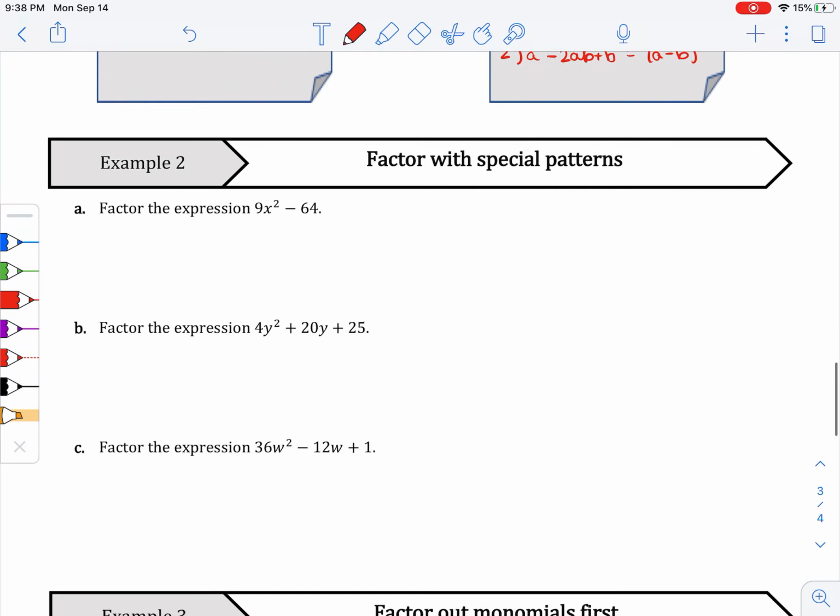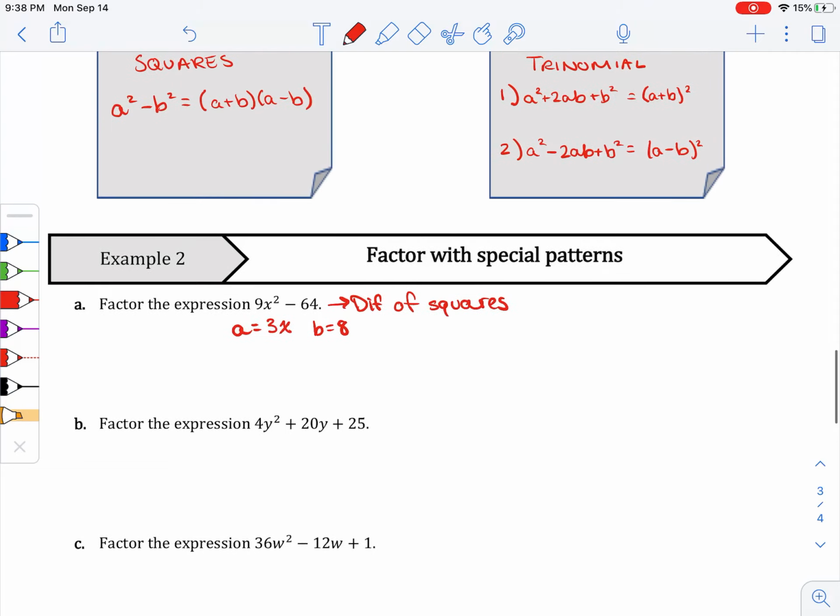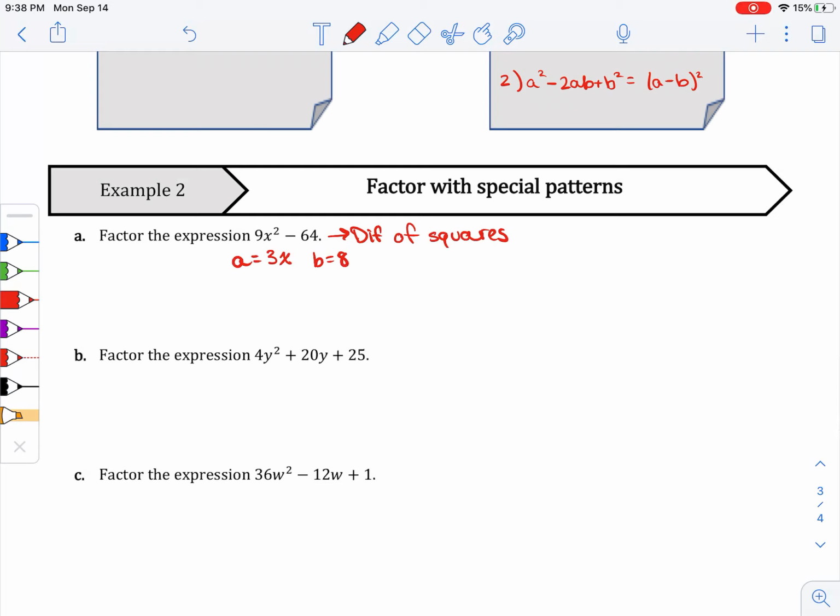So if we look at example 2, we're going to factor using these special patterns. And really it's the same as what we've done before. It's just that now our a is going to have two parts to it. So part A is difference of squares. And I would label here my a. Remember, if you have that perfect square chart, that might be helpful. A is 3x, and my b here would be 8. So difference of squares always just factors to a plus b times a minus b. So it'd be 3x plus 8 and 3x minus 8.